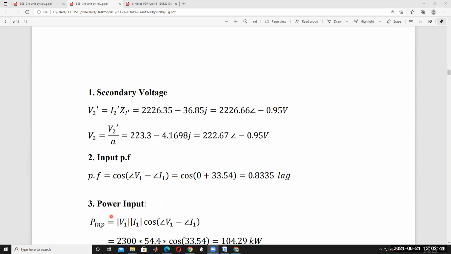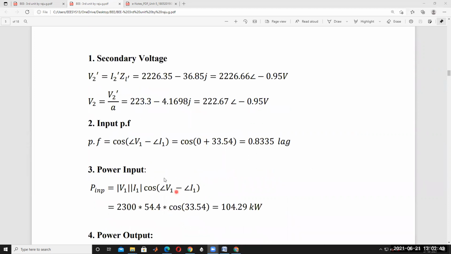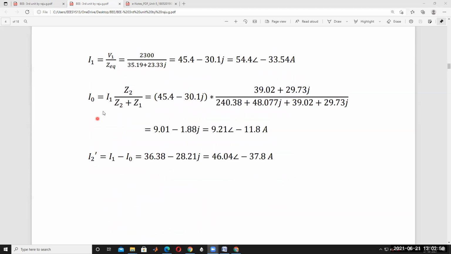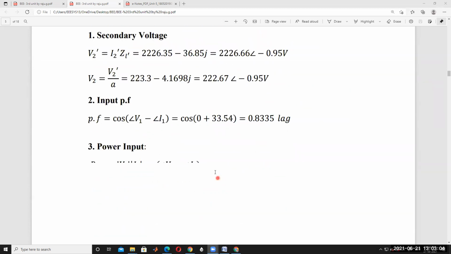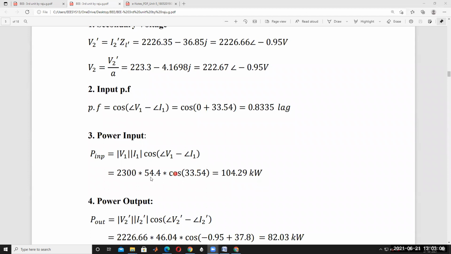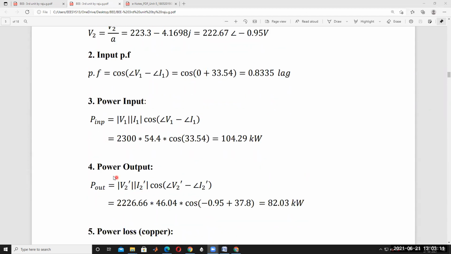The power input is equal to V into I into cos phi. Substitute directly here. Otherwise, for those who want to calculate like this, V1 is equal to 2300, I1 is equal to 54.4, and the cos phi angle is 33. Cos of minus theta is equal to cos theta, so you will get positive only. So V1 I1 cos phi is the power input.